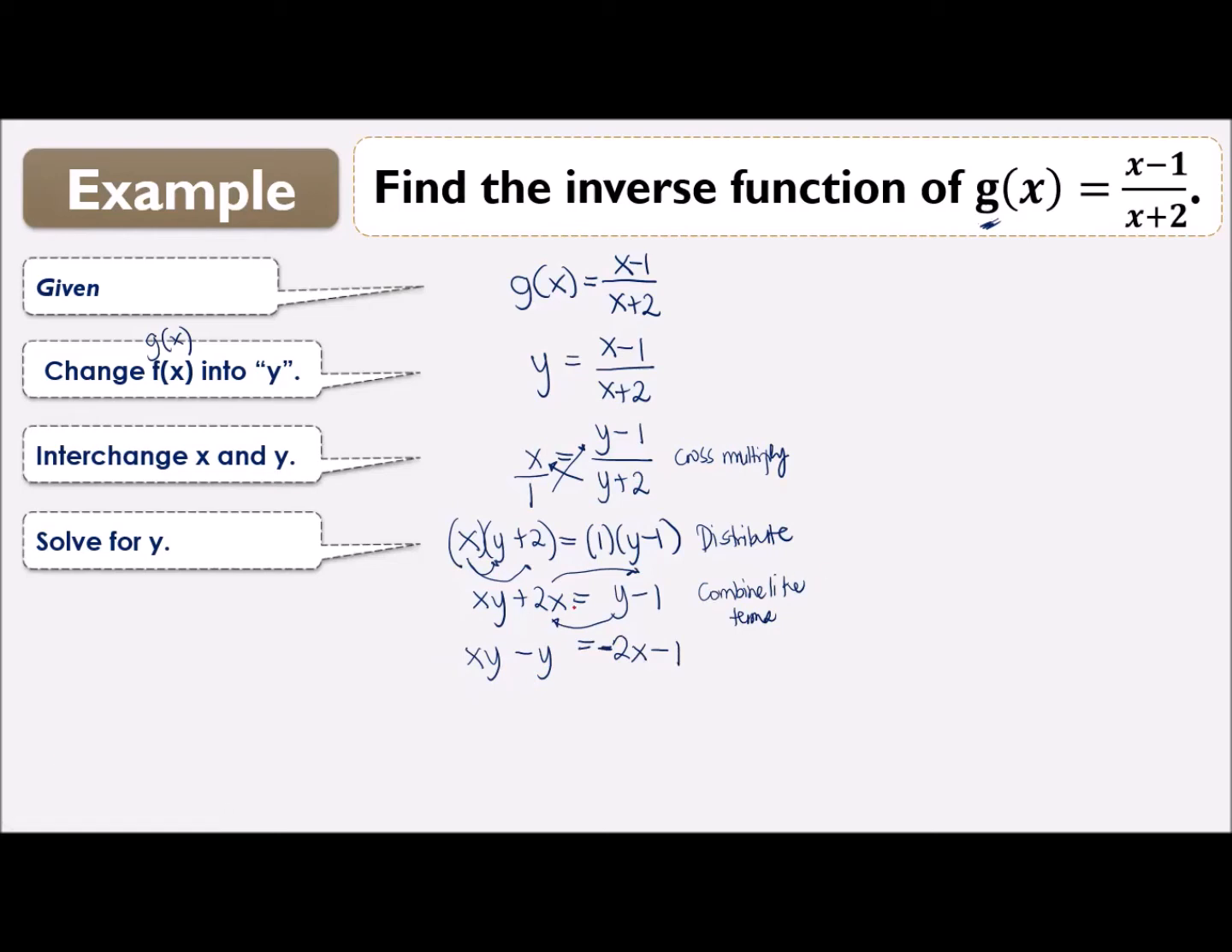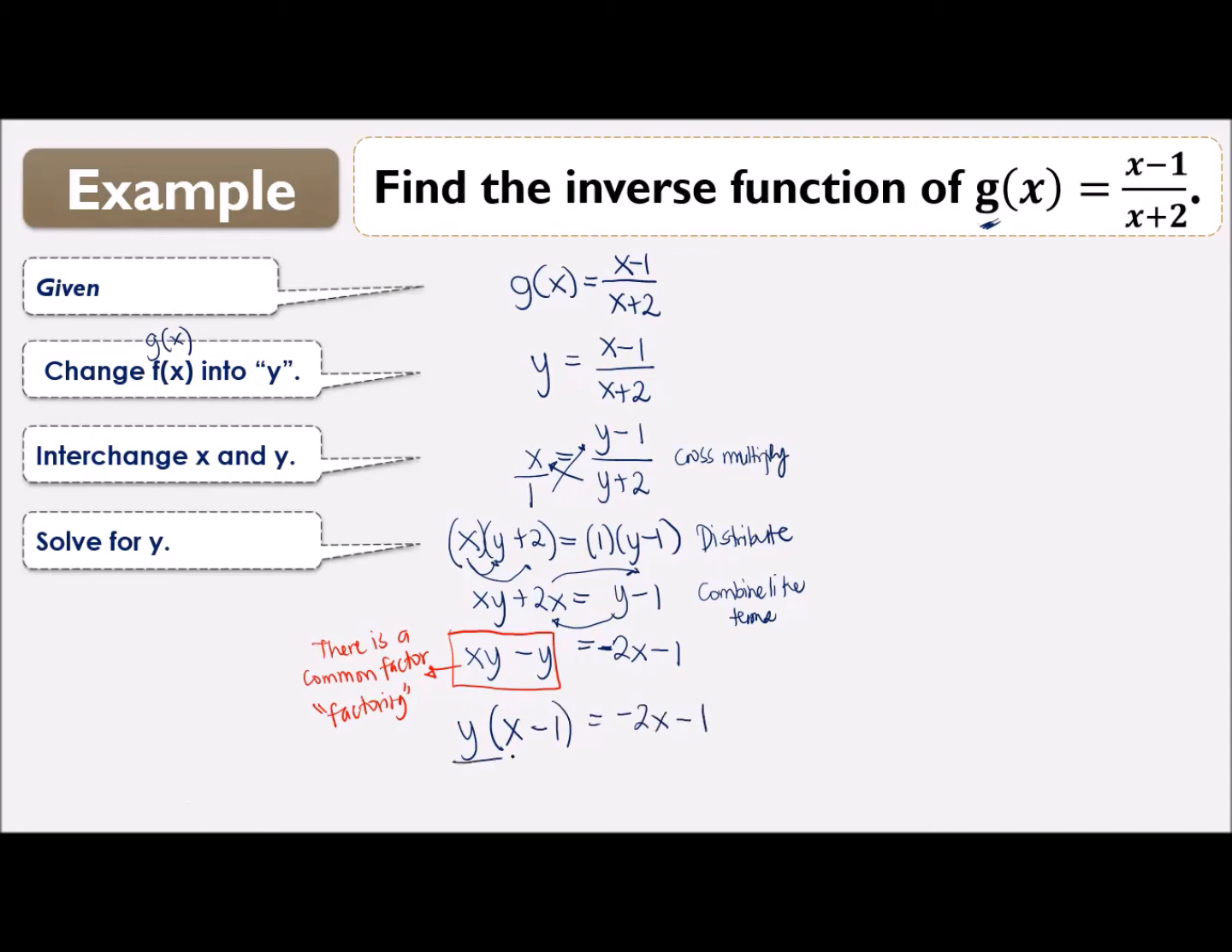So, let me highlight it. Mapapansin nyo, may common factor. Pagka may common factor, automatic, magfa-factoring tayo. Okay, do the factoring technique. So, ang gagawin natin, sino ba ang common factor natin dyan? Okay, that is y. Then, divide mo lang. xy divided by y. Kumbaga, tinanggal mo lang si y sa tabi ng x. So, x na lang matitira. And then, y divided by y, ito na kasi yun, nilabas mo na. So, magiging minus 1 is equal to negative 2x minus 1.